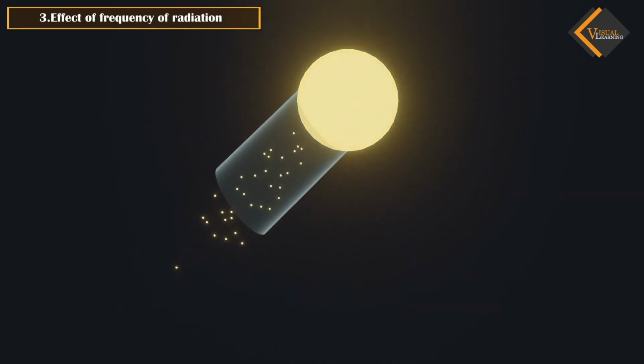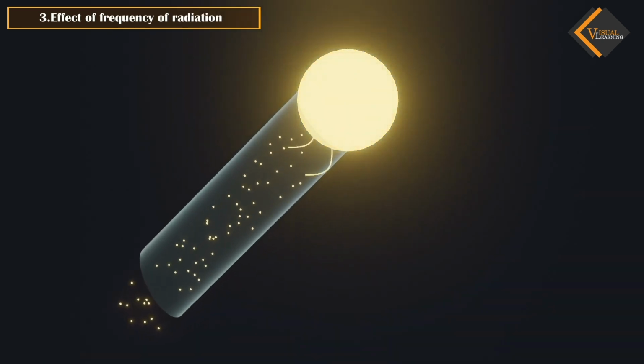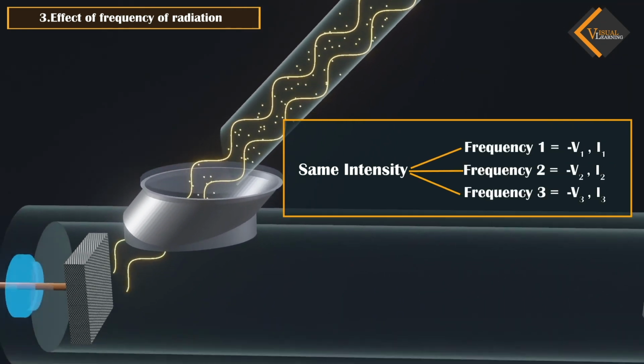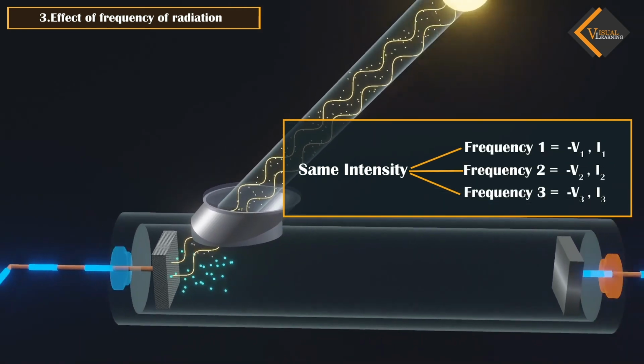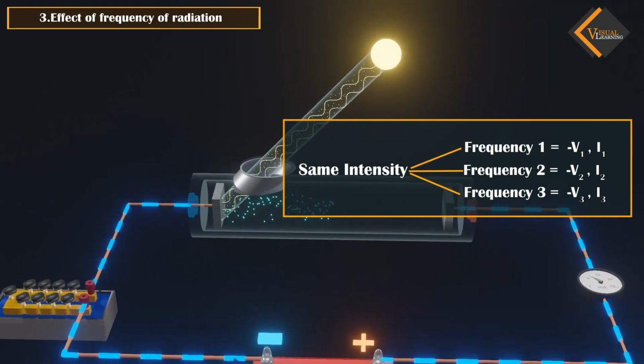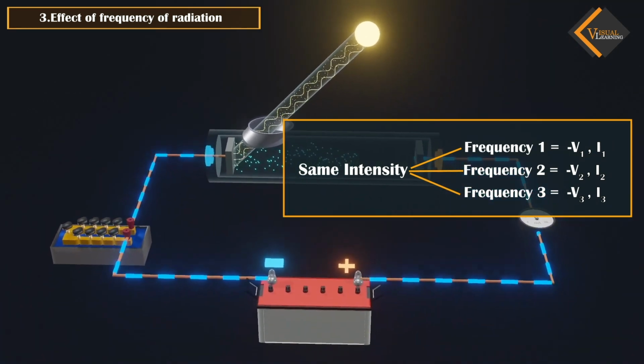Effect of frequency of radiation. In this experiment, it was found that when the same intensity of radiation is applied with different frequencies, the values of the photoelectric current and the stopping potential are different.